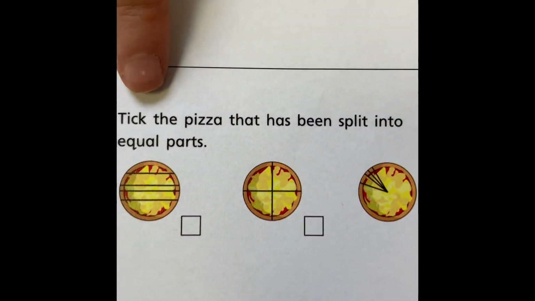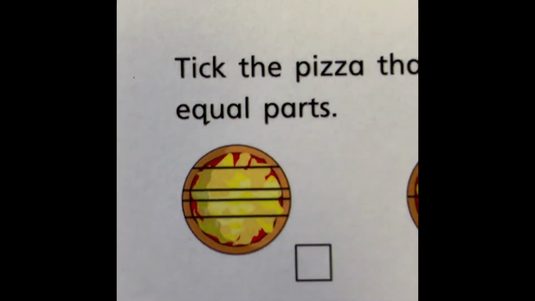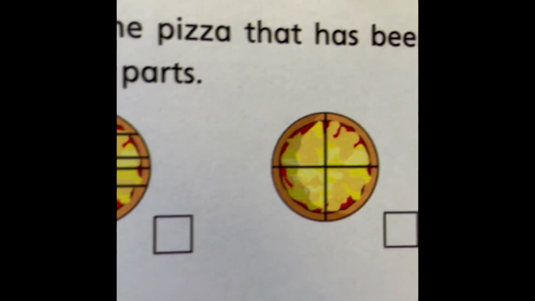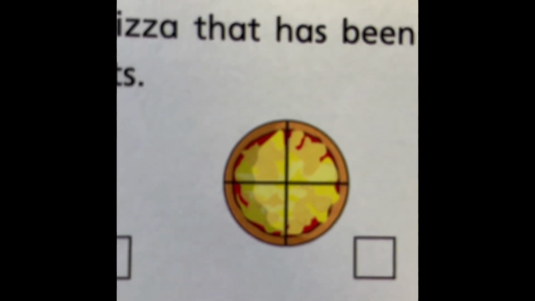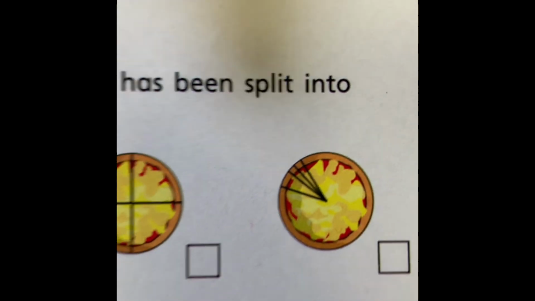Then you can do the same with the pizzas. Tick the pizza that has been split into equal parts. Would you be happy with that slice in the middle there? Would you be happy with one of those slices? Are they equal? Would you be happy with those slices? I think I would with this one, but it doesn't mean it's equal.